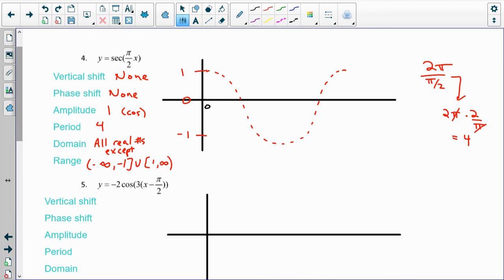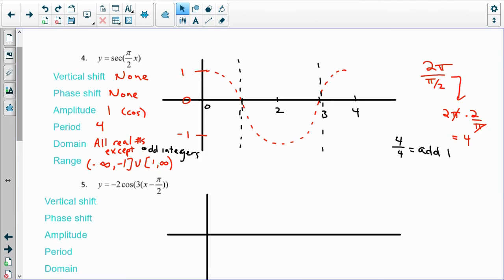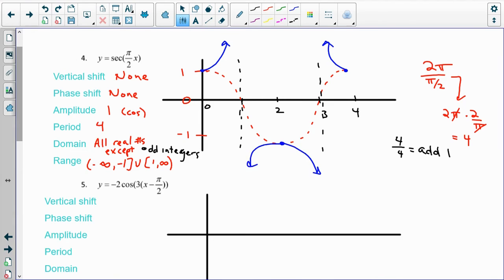The period is 4. So if I do 4 divided by 4 to get my intervals, I add 1 every interval. So I have 1, 2, 3, 4. So that will help me. Notice that all the odd integers are going to be my asymptotes. 1, 3, and so on, because all of those things are where it crosses the axis. Now, I'm going to finish this graph by graphing secant, just like we did last time. So that's basically what my secant graph looks like.